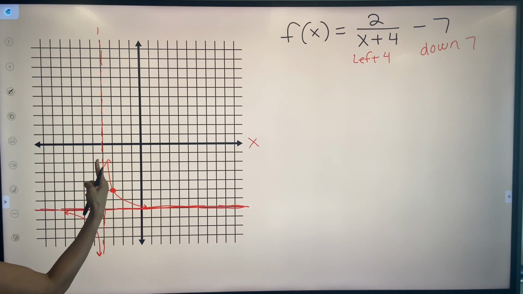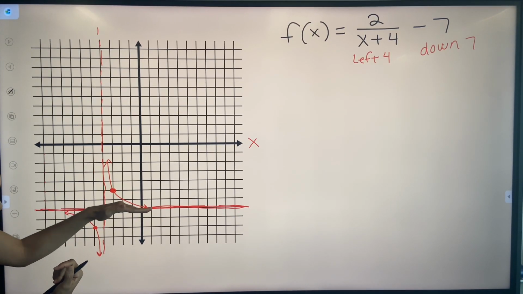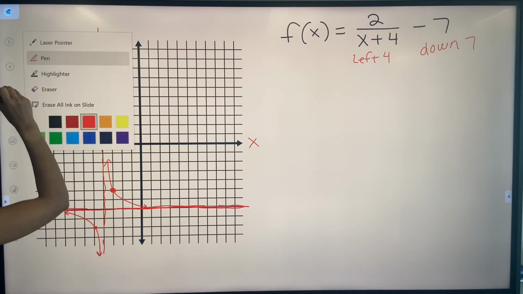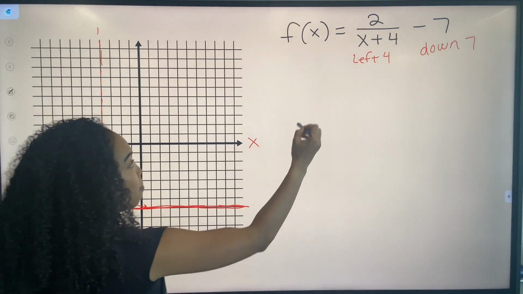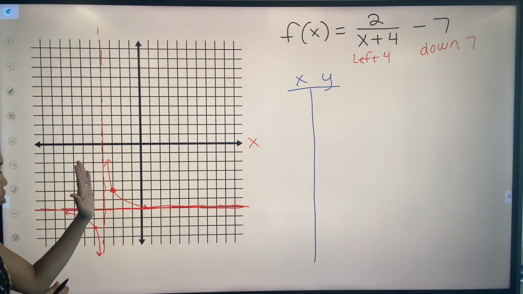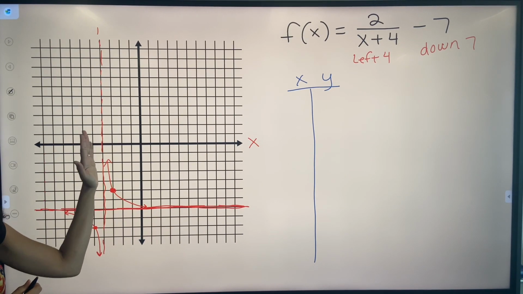As you move this way, you're going to get close to the asymptote, and as you move this way, get closer to that asymptote that you drew. Okay? Now, if you want to find those points a different way, my recommendation to you is choose x values that are close to your asymptote.